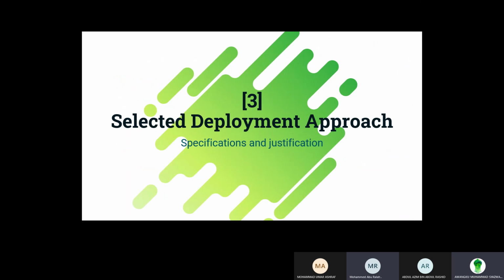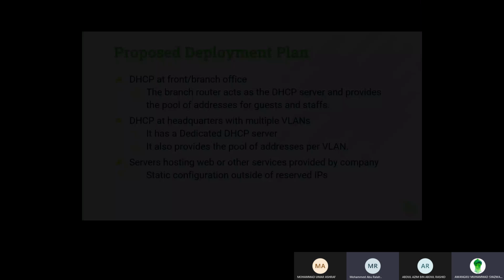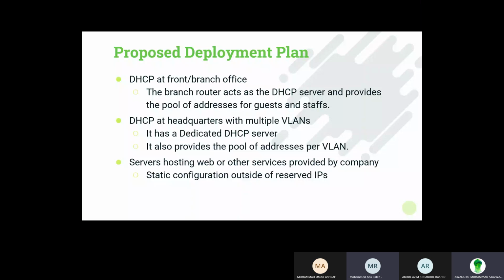Now, I'm going to talk about the selected deployment approach. I will discuss the specifications and justification. We have a proposed deployment plan. The DHCP at the branch office: the branch router acts as the DHCP server and provides the pool of addresses for guests and staff.